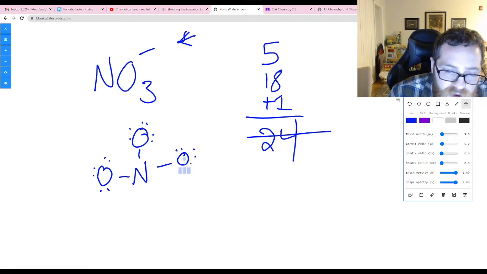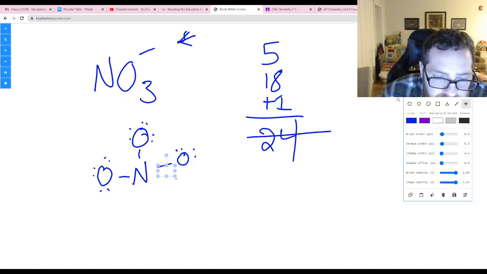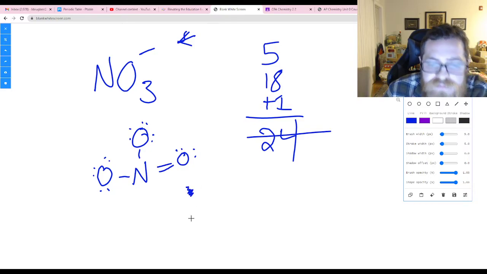using our lone pairs. We can take one of the lone pairs and turn it into another bond called a double bond. This double bond gives oxygen and nitrogen access to the electrons. It's also stronger than a single bond and shorter than a single bond.